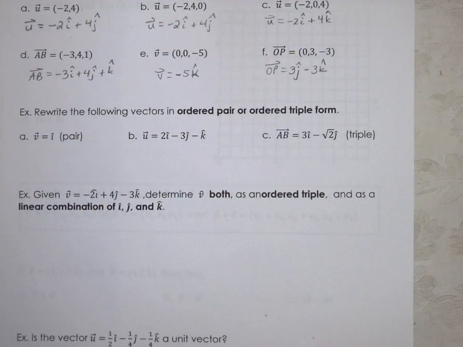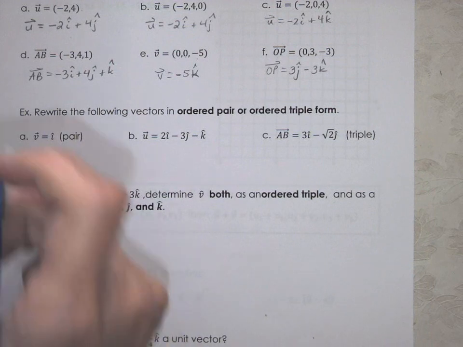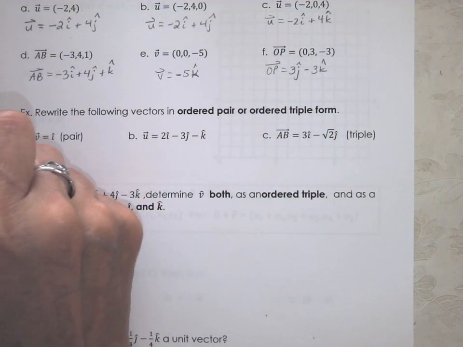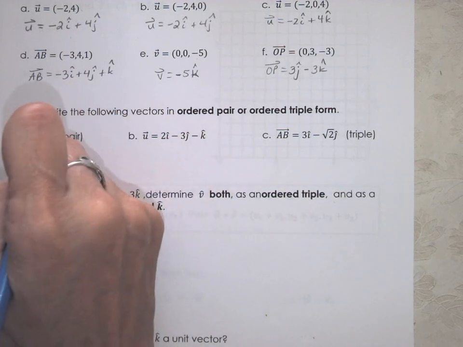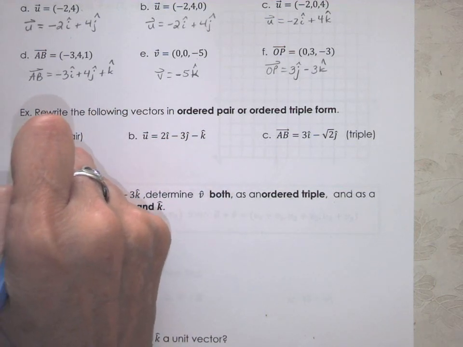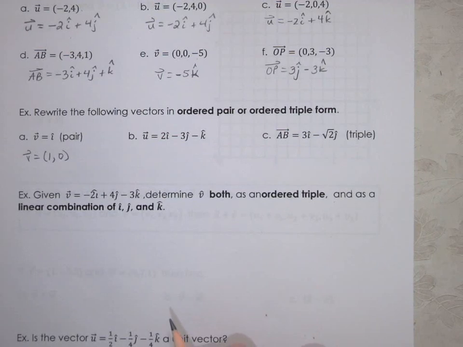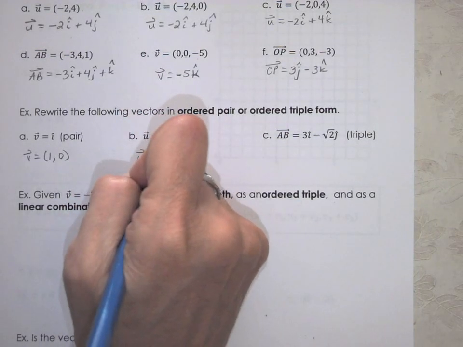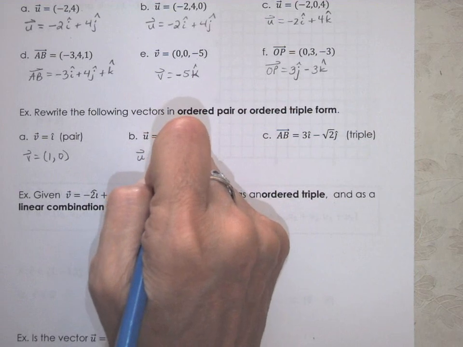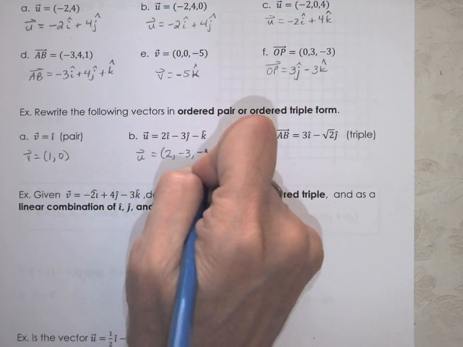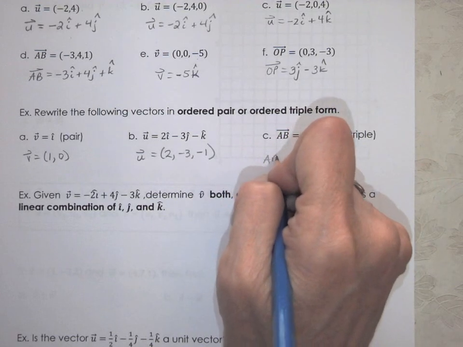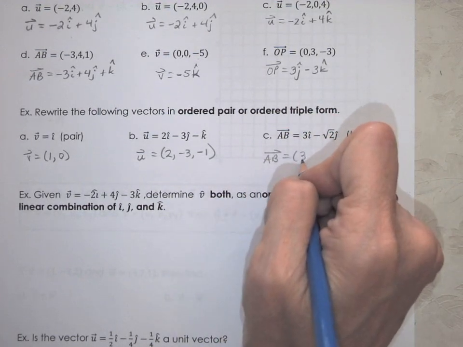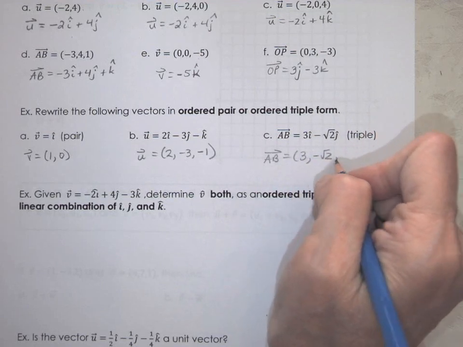Rewrite the following vectors in ordered pair or ordered triple form, and it will tell you. So write vector v equals i hat as an ordered pair. So i hat is the unit vector for the positive x-axis, the coefficient's 1, so 1, 0 would be the ordered pair. Vector u, written as an ordered triple, would be 2, negative 3, negative 1. And it wants us to write vector AB as an ordered triple. So as an ordered triple, it would be 3, negative root 2, 0.